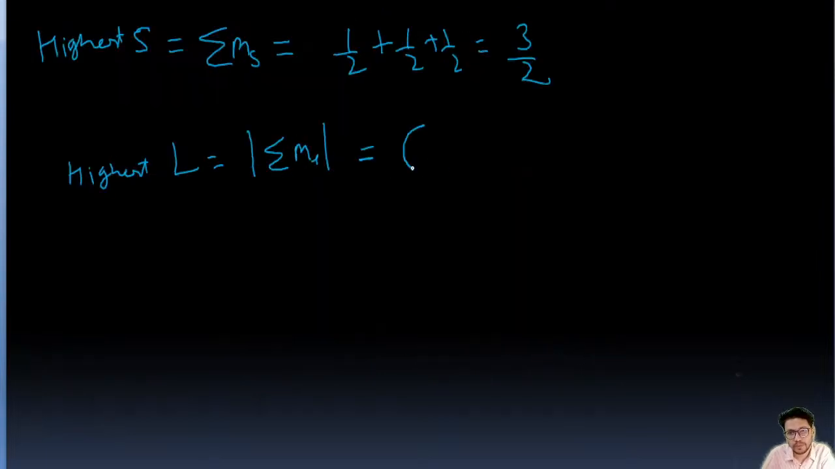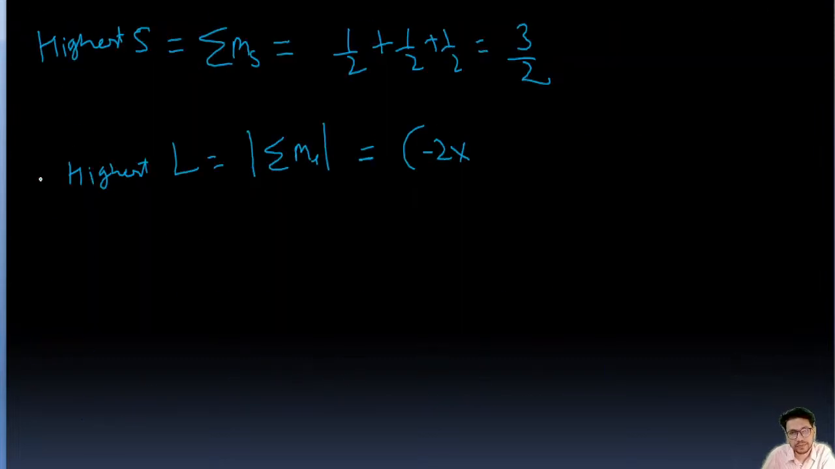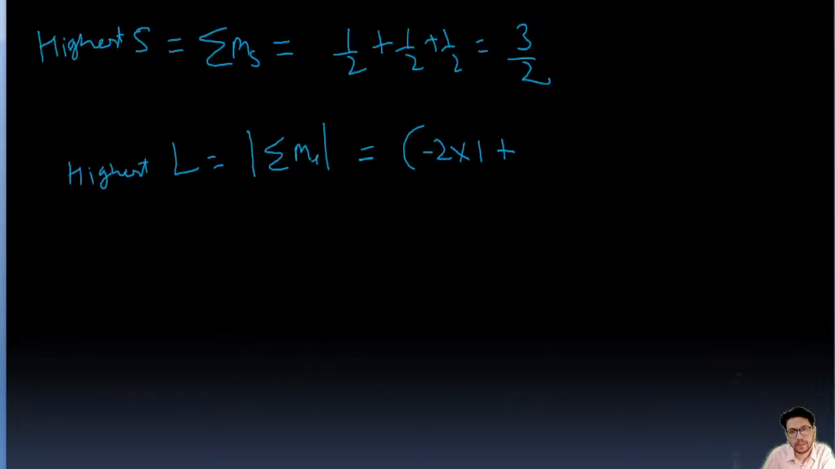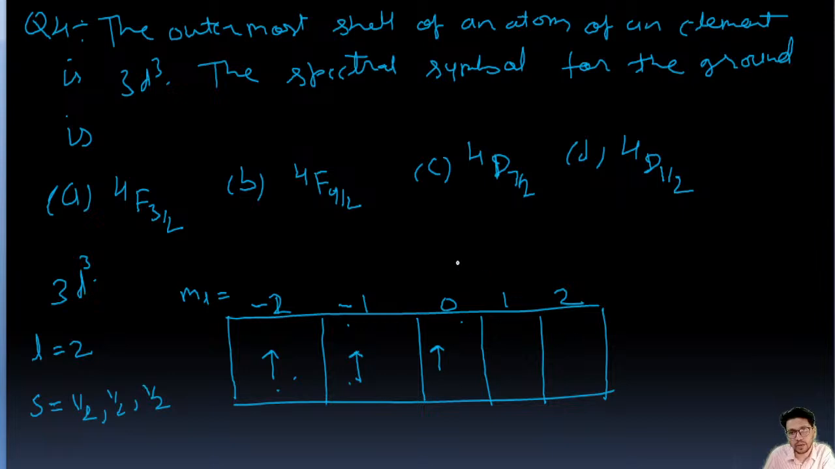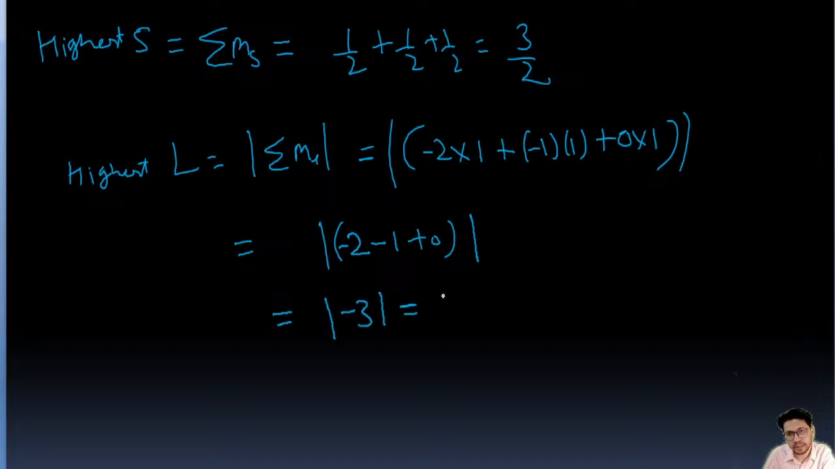So this is going to be minus 2 into 1 electron, so 1, plus minus 1 into 1, plus 0 into 1. Here these values are 0 because there is no electron. Okay, this is how we find the ml value. So sigma ml is going to be mod of minus 2 minus 1 plus 0, that is minus 3, mod, and the value is 3.